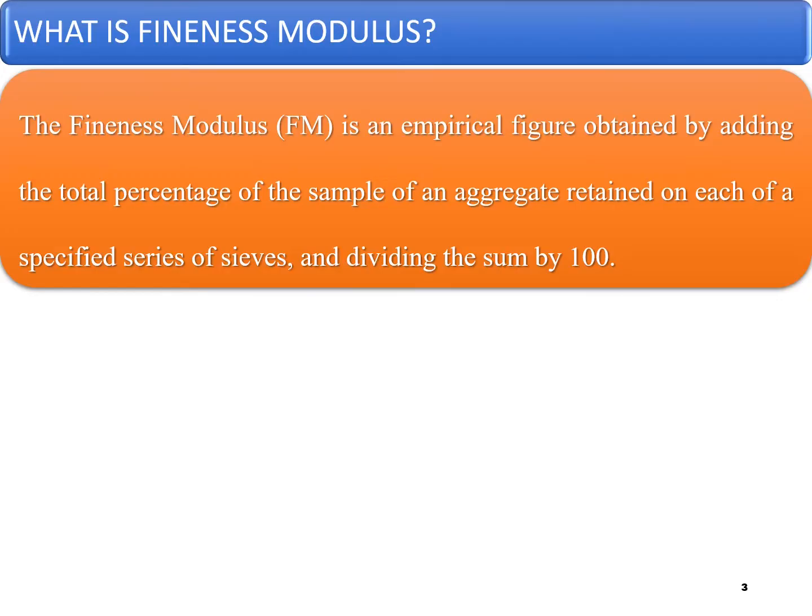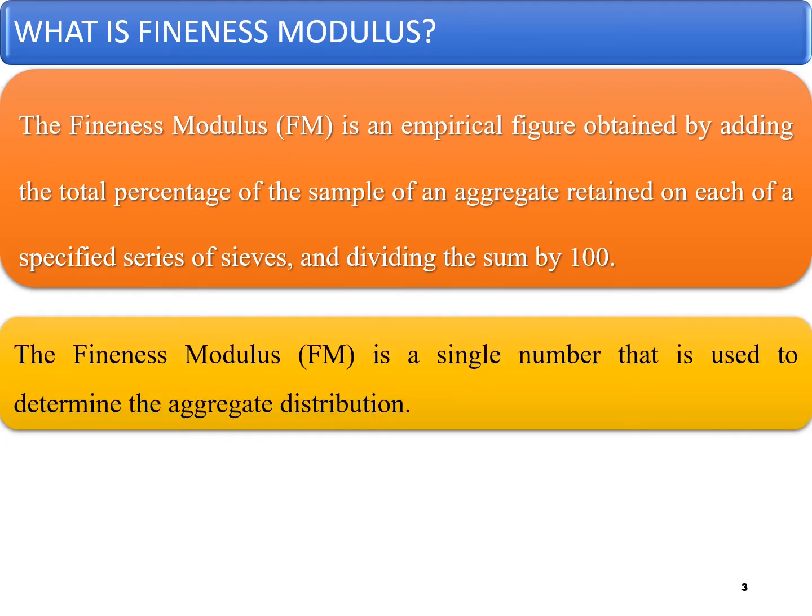What is a fineness modulus? The fineness modulus, commonly known as FM of the aggregates, is an empirical figure obtained by adding the total percentage of the samples of an aggregate retained on each of a specified set of series of sieves and then dividing the total sum by 100.